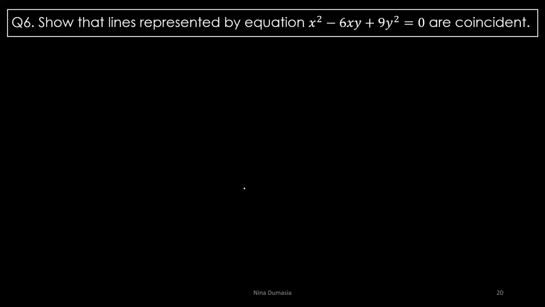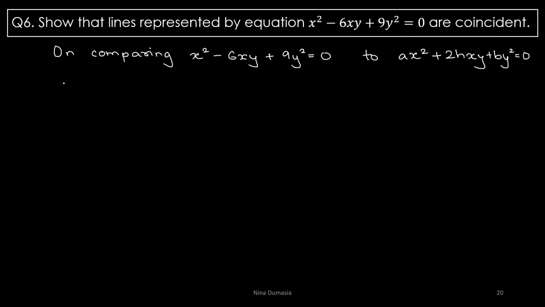Show that the lines represented by the equation x square minus 6xy plus 9y square is equal to 0 are coincident. Same चीज करना है, बस we have to show that h square minus ab is equal to 0 over here. So first of all on comparing this equation to ax square plus 2hxy plus by square we get that a is equal to 1, we get that b is equal to 9, and we get that 2h is equal to minus 6, and therefore h is equal to minus 3.